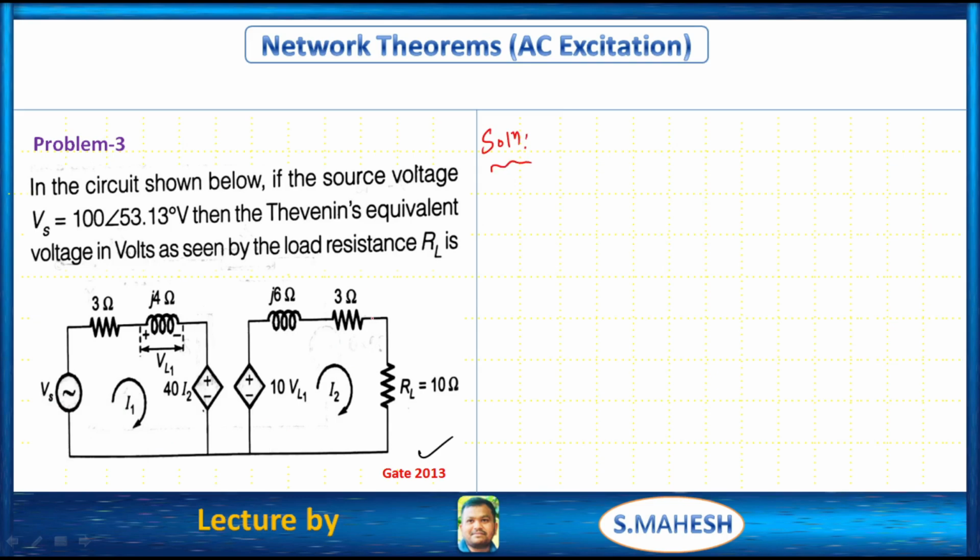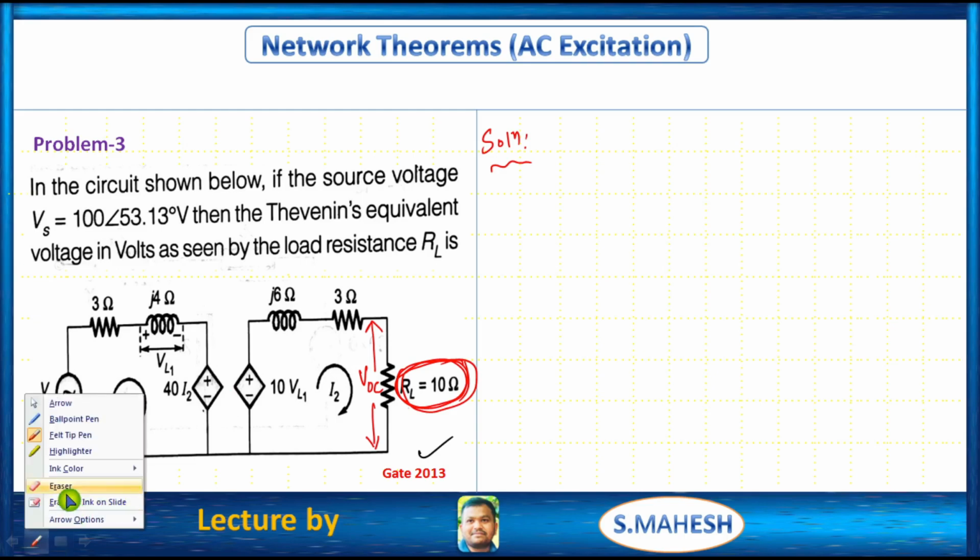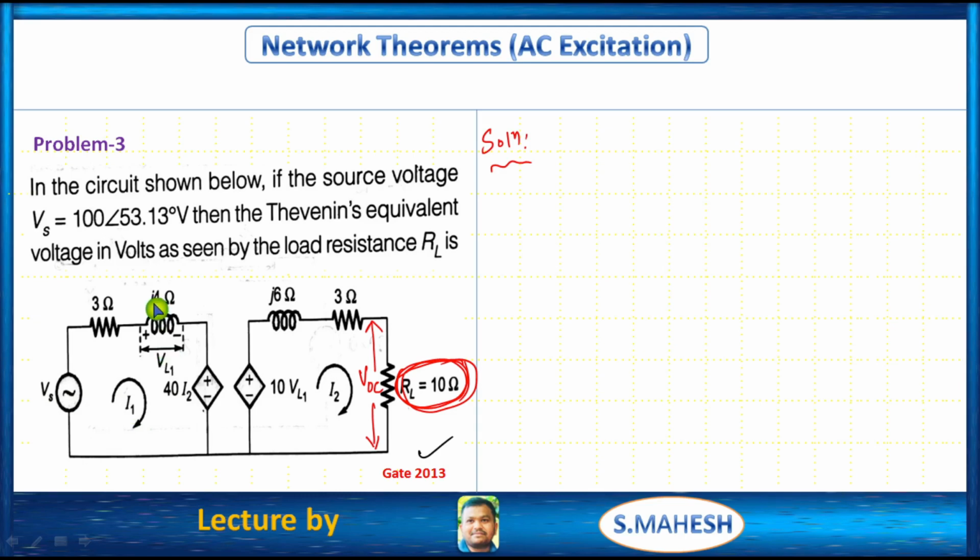Across this RL we have to calculate VOC. There is no use of this RL right now, which means we have to remove this load branch and calculate the open circuit voltage. Before that, by inspection you can observe that VL1 is nothing but I1 into j4, that is IXL.